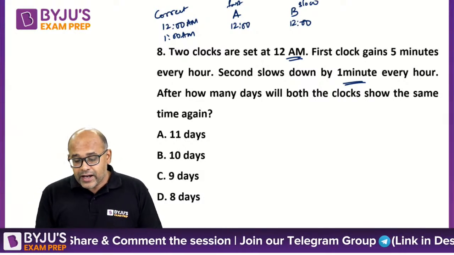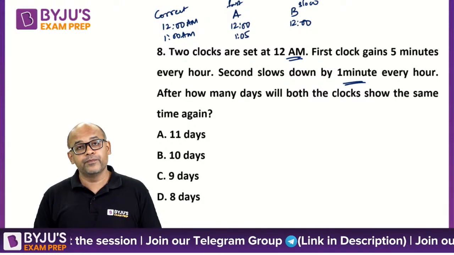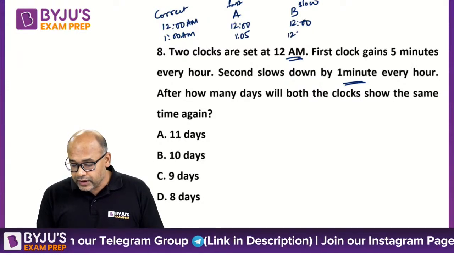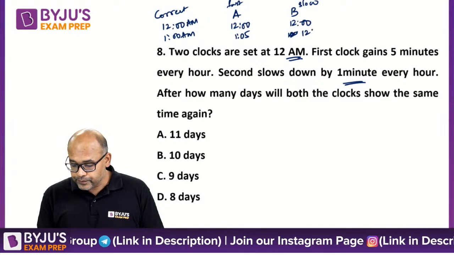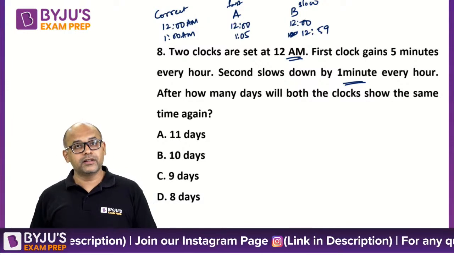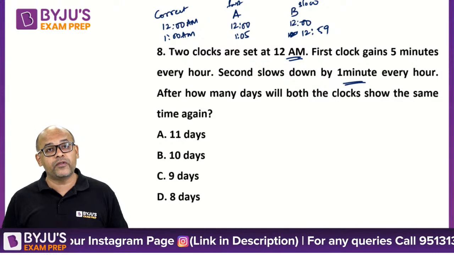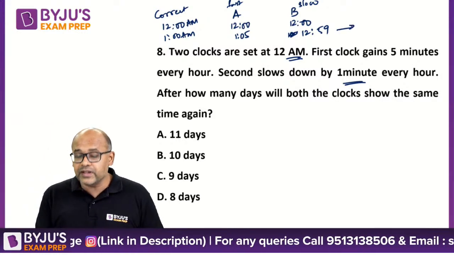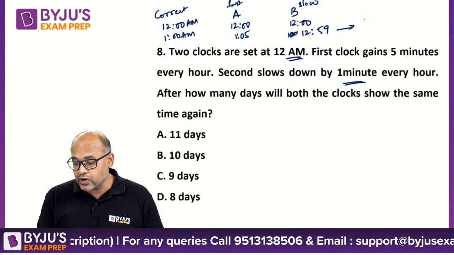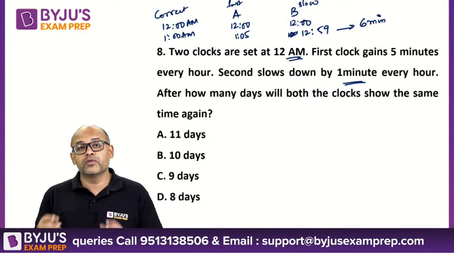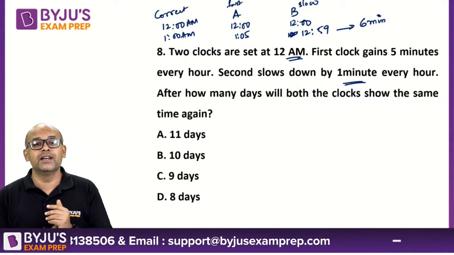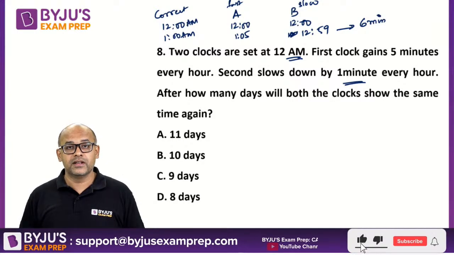Now, this fast clock will show me 1:05 and the slow clock will show me 12:59. Correct? So what is the difference between these two clocks? The difference between these two clocks is 6 minutes, because one is fast, one is slow. So the net effect is 5 plus 1, which is 6 minutes.